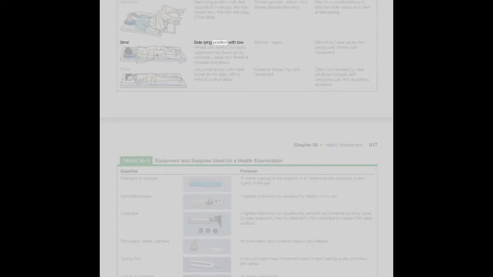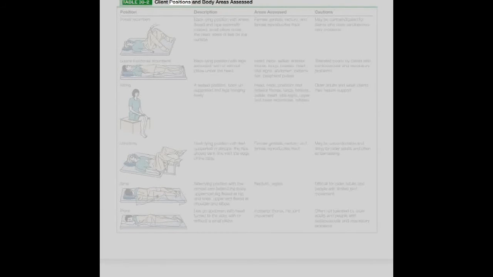Sims: side lying position with lowermost arm behind the body, uppermost leg flexed at hip and knee, upper arm flexed at shoulder and elbow. Rectum, vagina. Difficult for older adults and people with limited joint movement. Prone: lies on abdomen with head turned to the side, with or without a small pillow. Posterior thorax, hip joint movement. Often not tolerated by older adults and people with cardiovascular and respiratory problems. Table 30-2, Client positions and body areas assessed.